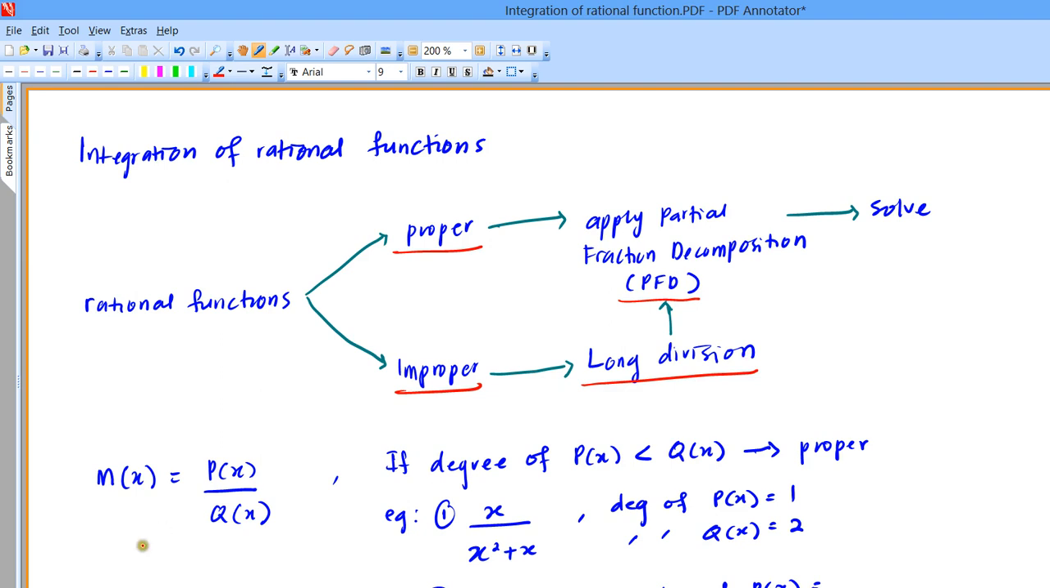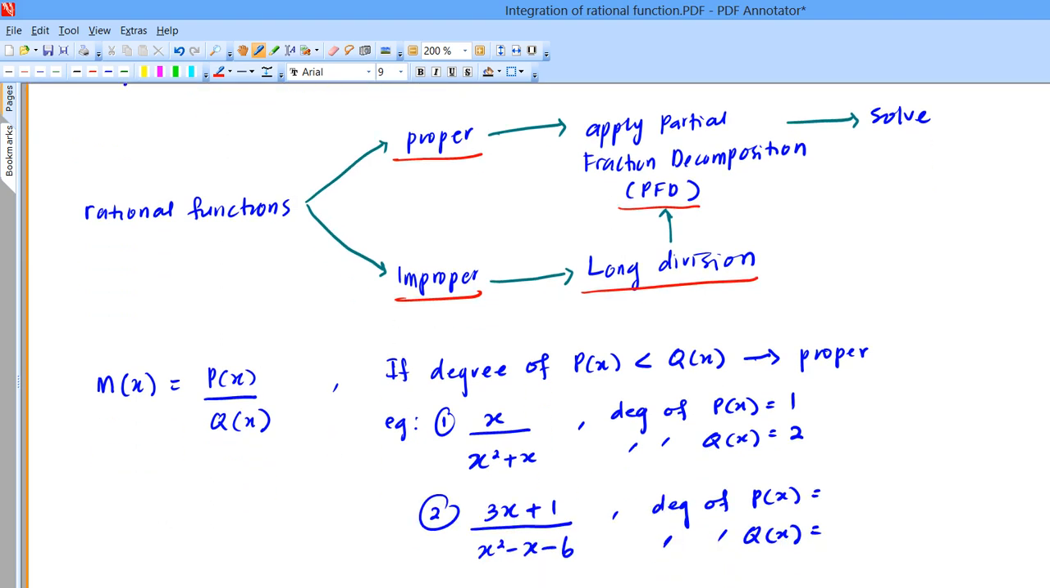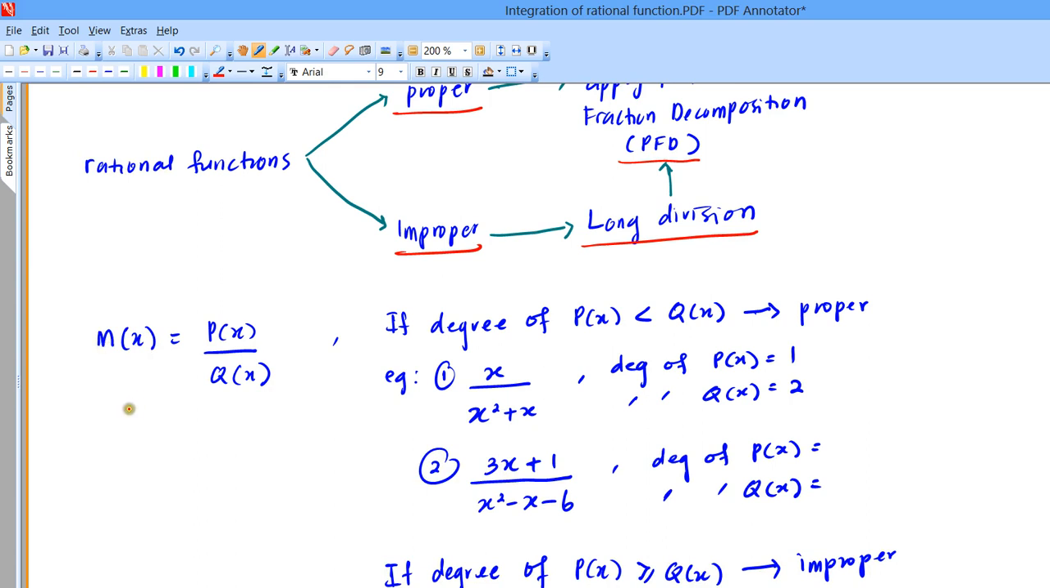How do we identify whether our function is proper or improper? For example, if we have a rational function in the form of M(x) equal to P(x) over Q(x), P(x) refers to the function at the numerator, and Q(x) is the function at the denominator. If the degree of P(x) is less than Q(x), we call it a proper rational function.